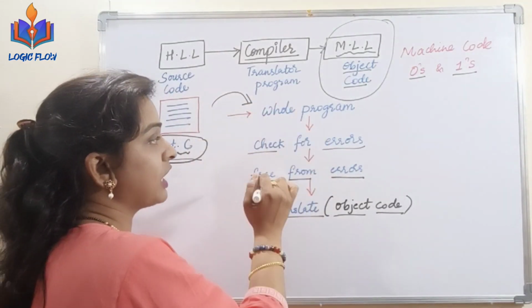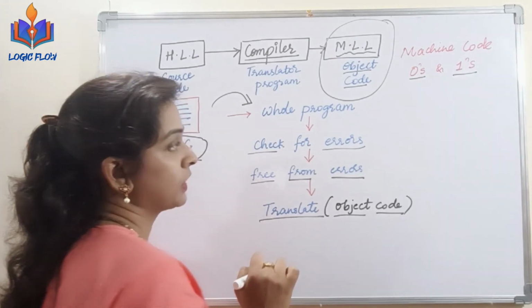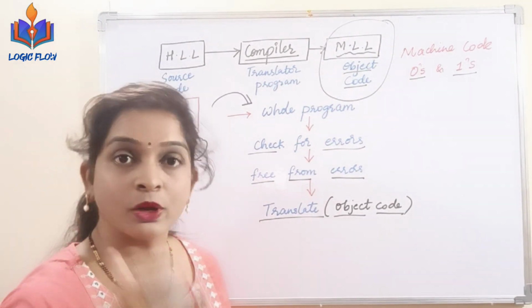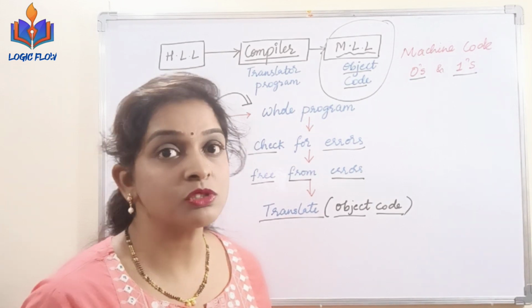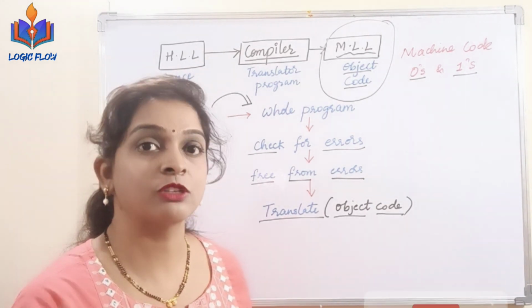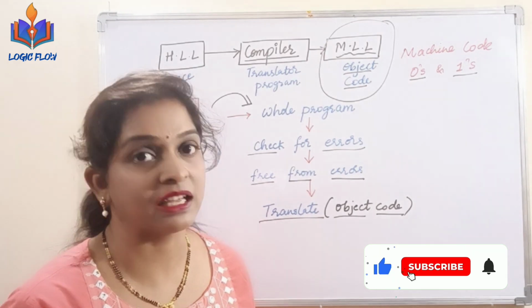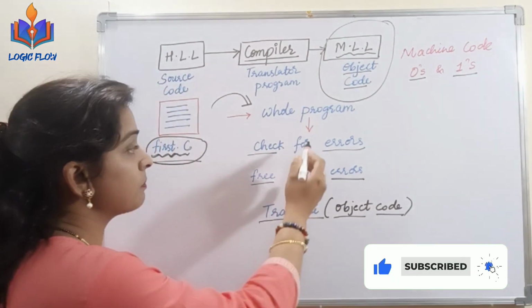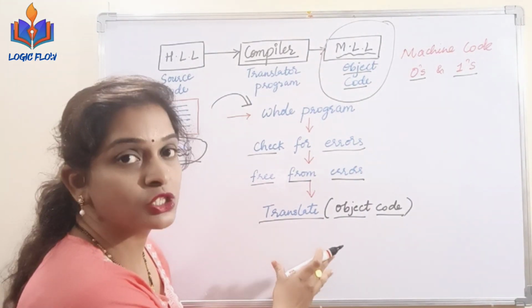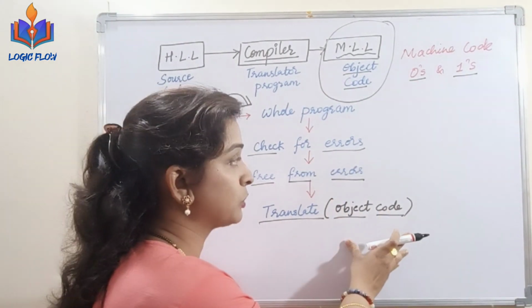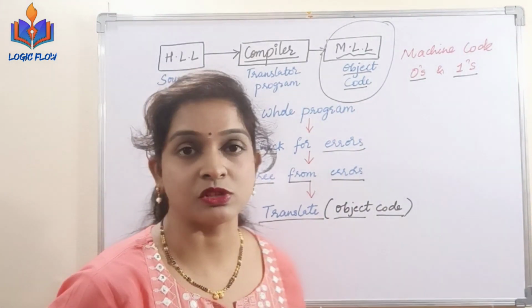After that, it is going to check for errors. If there are any errors, the compiler is going to display the errors. We, the users, have to resolve those errors. We need to save our program once again and recompile it. Once your program becomes free from errors, then it is going to translate your source code to object code, that is, to the machine code zeros and ones.